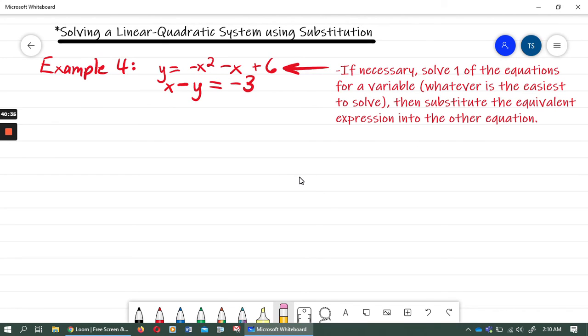But again, folks, you should notice here by looking at these two equations that it is not necessary for us to do this in this particular example. It's not necessary for us to solve one of the equations for a variable because one of the equations is already solved for a variable. The first equation is already solved for a variable. So all we need to do here is go ahead and substitute that equivalent expression into the other equation.